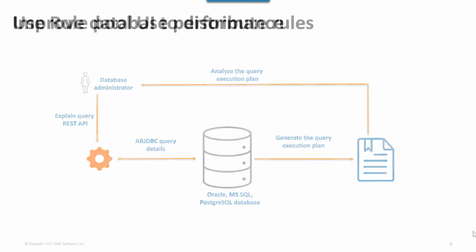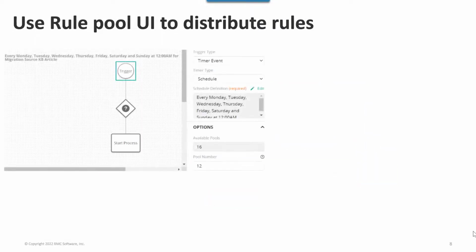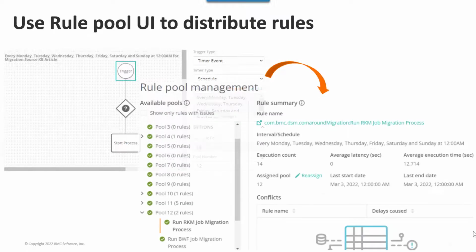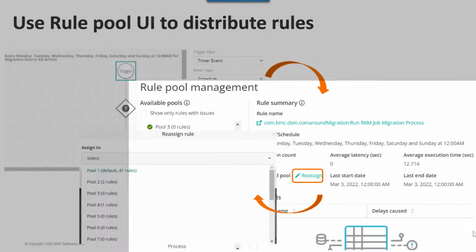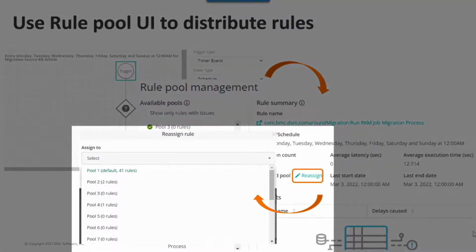Use the new Rule Pool Management UI to visualize the distribution of rules among pools. You can also use this UI to reassign these rules to a specific pool to distribute the load and avoid any conflicts during the rule execution.